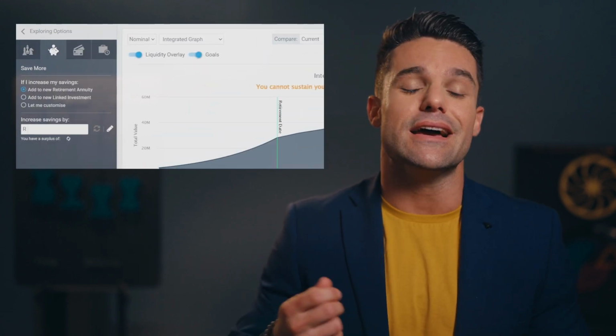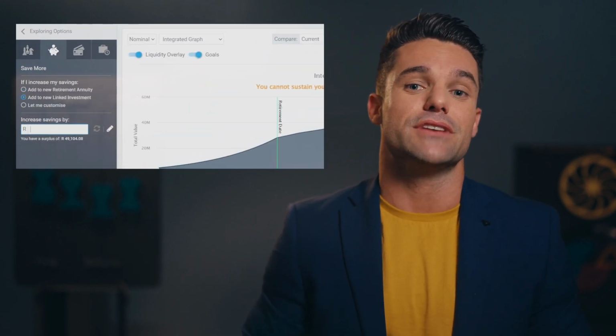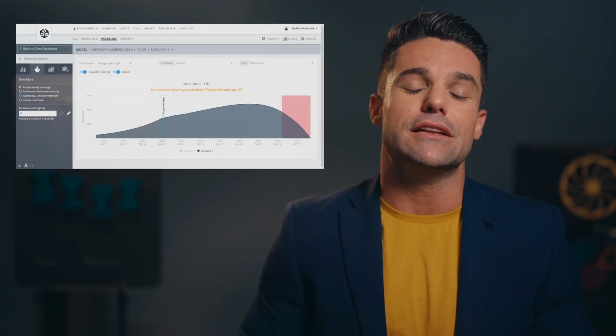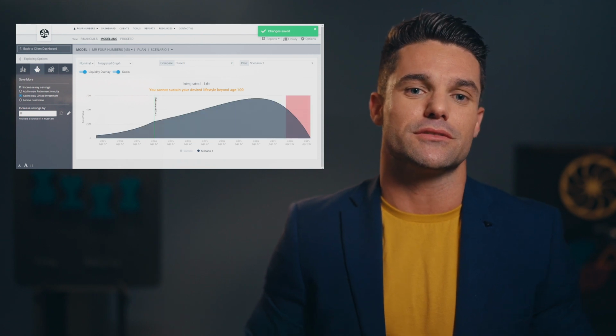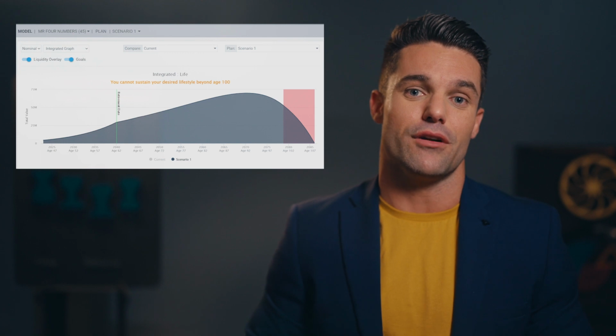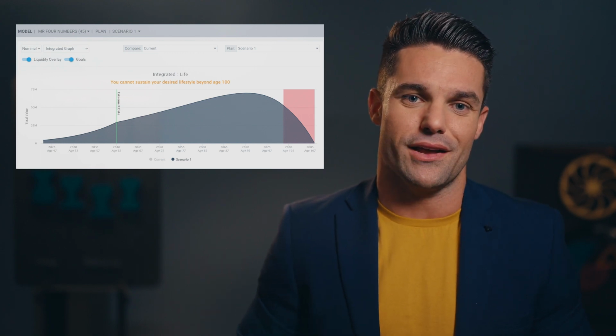let's again use the assets lever and see what happens if Sam invested an additional R2,000 a month, his surplus, into a discretionary unit trust investment. This increases the overall longevity in Sam's plan from age 93 to age 100.